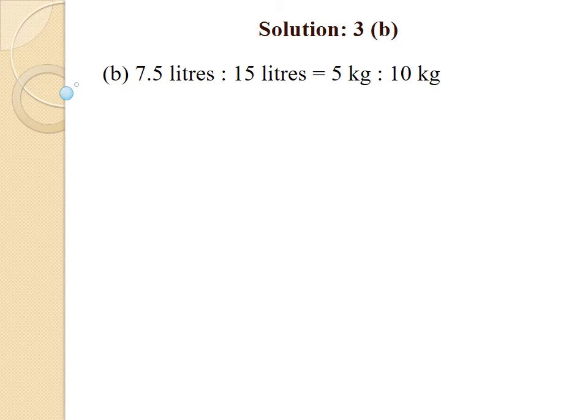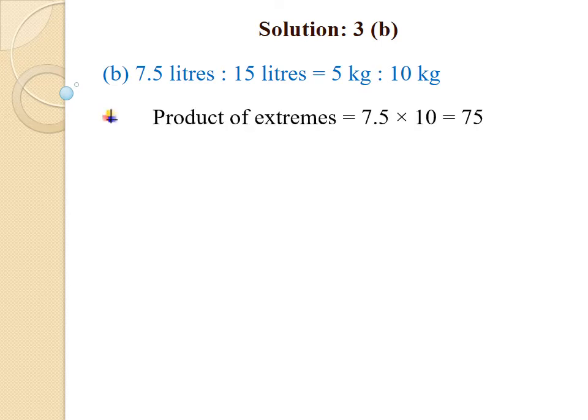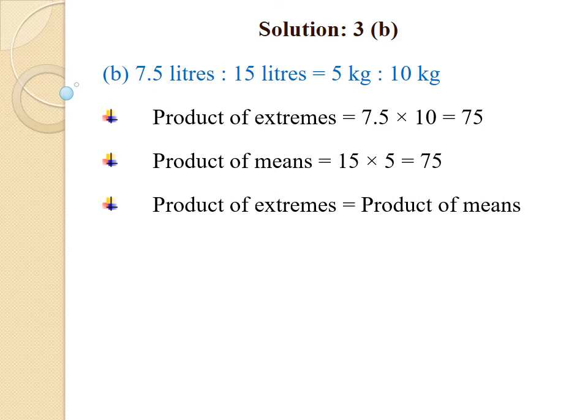Now, sum B. 7.5 liters is to 15 liters equals to 5 kilograms is to 10 kilograms. Product of extremes equals to 7.5 multiplied by 10, which is equals to 75. Now, product of means equals to 15 multiplied by 5, which is equals to 75. Since 75 equals to 75, that is product of extremes equals to product of means. Thus, the given statement is true.